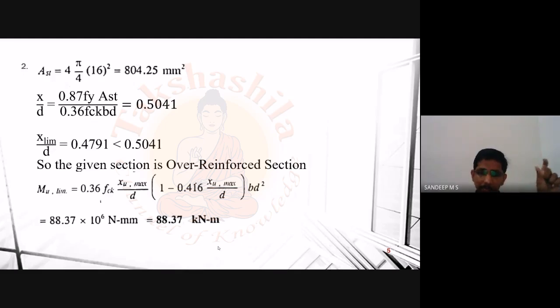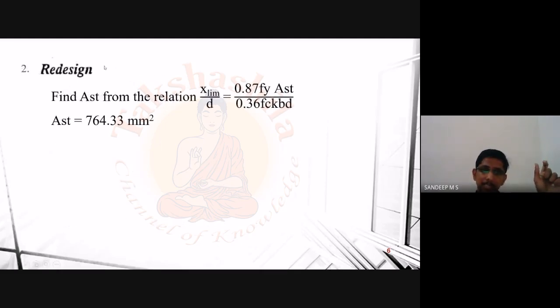Now we need to do one more step, that is the redesign part. So basically, keeping the b and d as the same given in the question, we will recalculate the value of Ast. And please note, you can do this by two methods. One is by using the equation corresponding to limiting percentage of steel. Another one is by using this expression, that is the expression for neutral axis depth, and here I have used the second case. So instead of xu by d, I will be substituting x limit by d, and the right hand side remains the same.